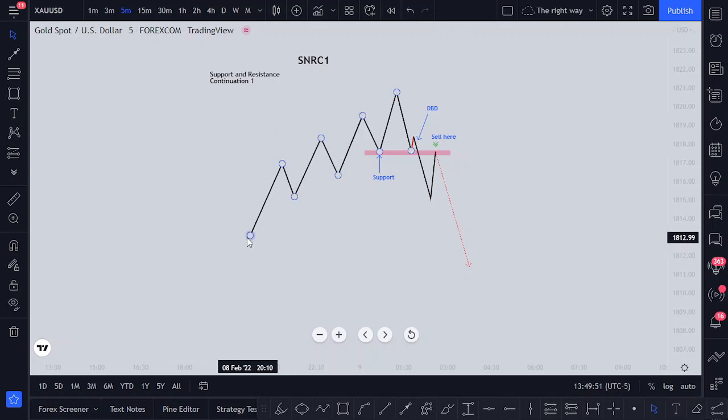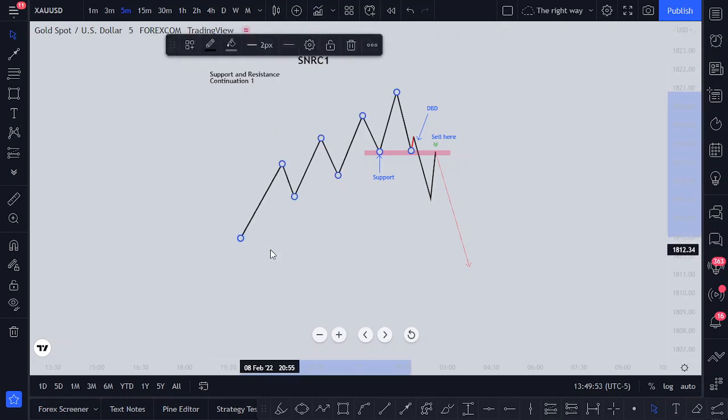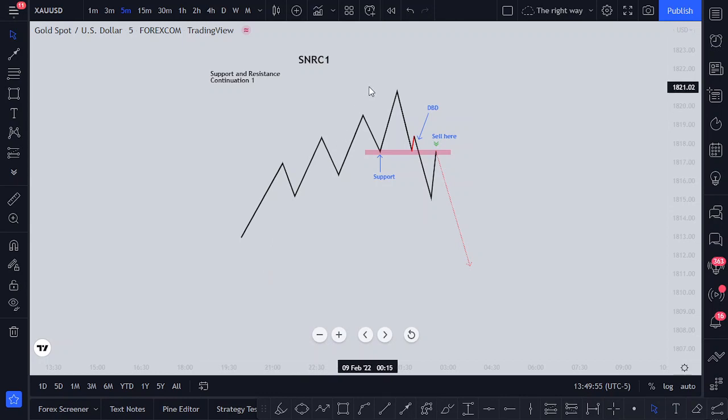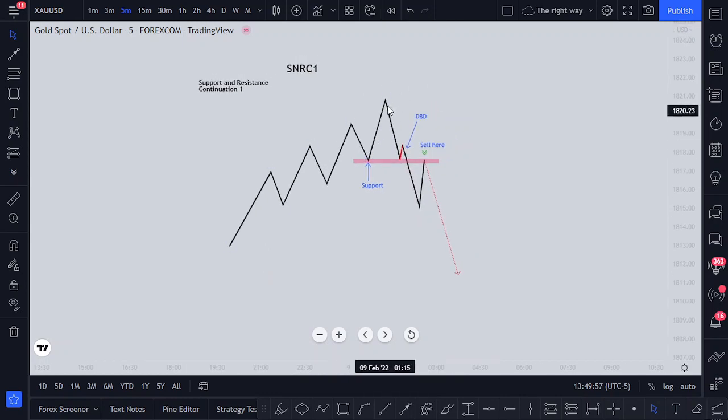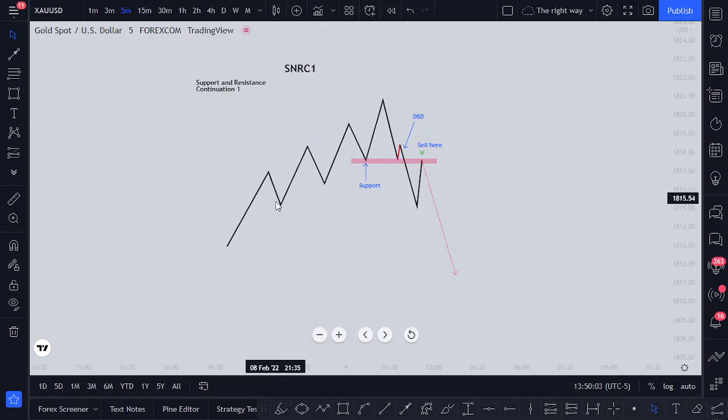Now, initially, you can see at this particular level, the market was in a trending environment to the upside. Whenever the market was in a trending environment, it was creating significant resistance and support levels. This is a resistance, support, the resistance broken, becoming support now, and so on. So resistance, support, resistance, support, this particular level.